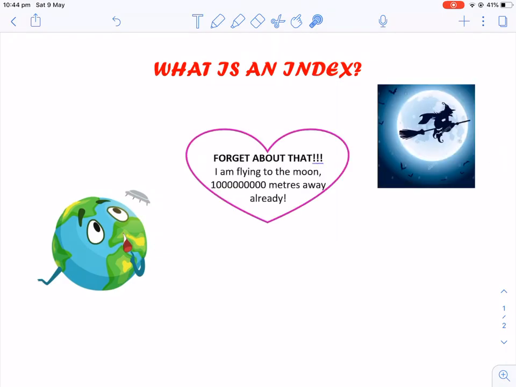Forget about that. I'm flying to the moon. Blah, blah, blah meters away already. Oh, Winston is flying to the moon and he forgot the indices. So that's why he typed this many zeros. If he knows how to use index, he's going to shorten it up. And how? Let's check it out.